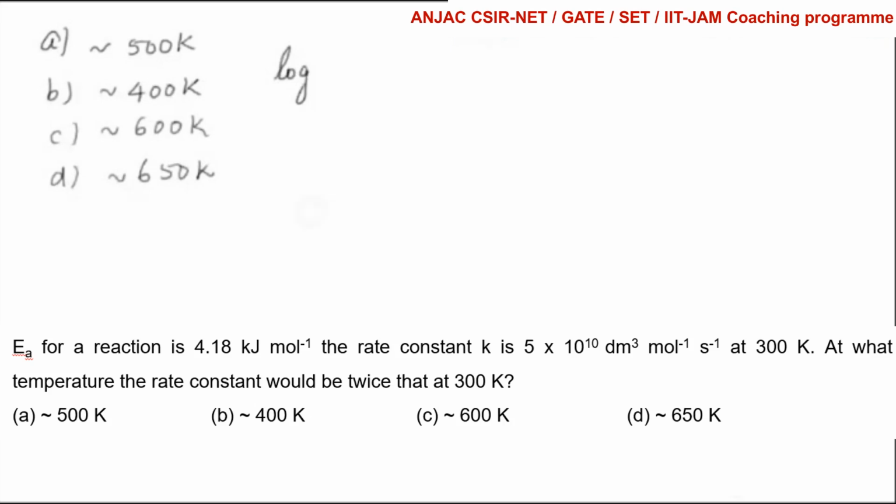What will you write? Tell me. Log K2 by K1. And K2 by K1 is equal to... Write down the formula. Log K2 by K1 is equal to EA by 2.3 R within bracket 1 by T1 minus 1 by T2.